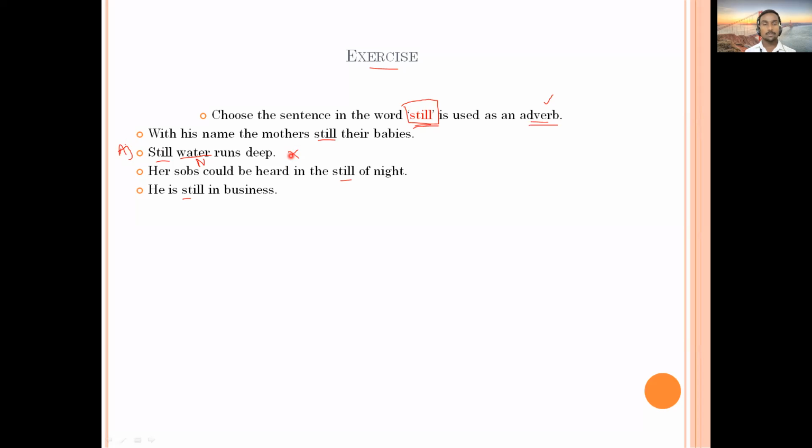So you know these kind of questions will be there in competitive exams. Third one, her sobs could be heard in the still of night. We have studied adverbs. They talk more about verb, they talk more about action. If you look at "in the still of night", that still does not refer to a verb.